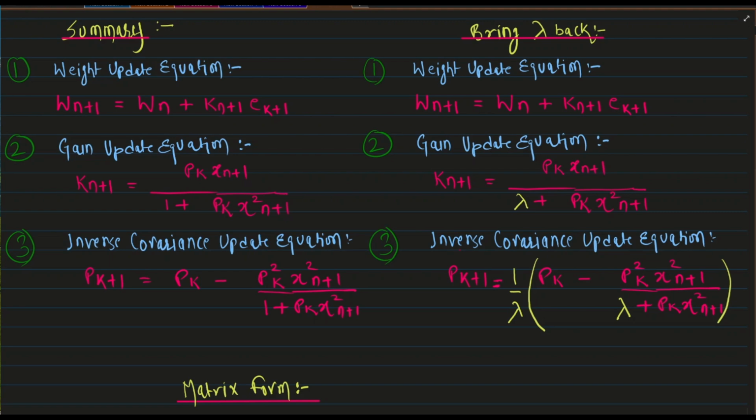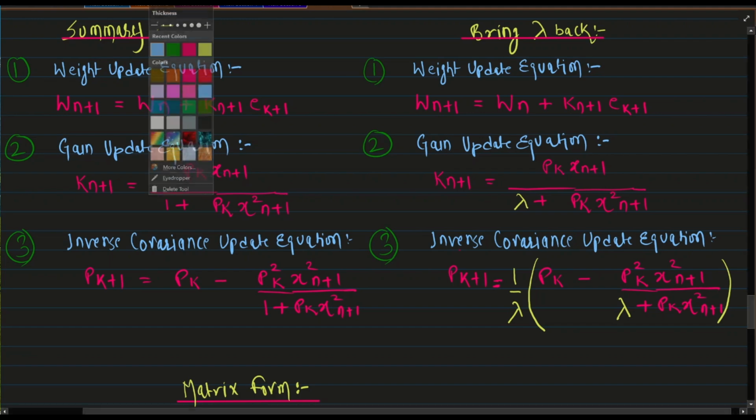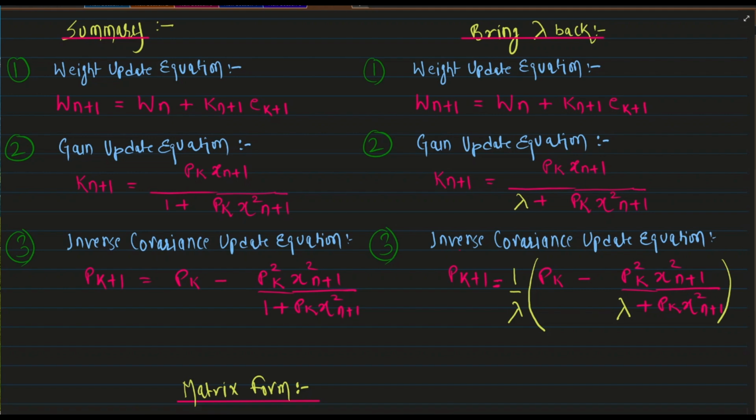In this section, we will summarize the results that we have derived so far. So far we have considered the scalar form of the recursive least squares algorithm, and in this we have three equations: the weight update equation, the gain update equation, and the inverse covariance update equation. And all three of them are in recursive form, as you can see.